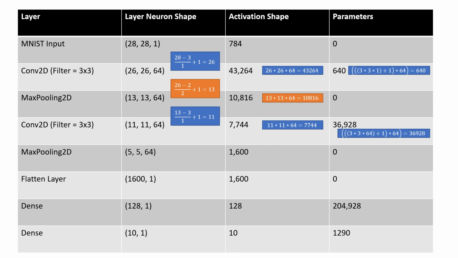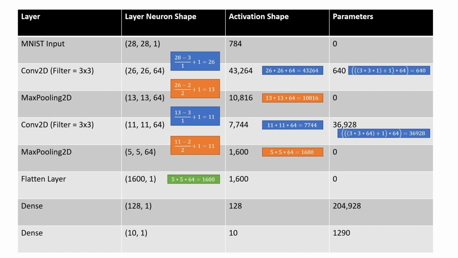Then I apply one more max pool layer of 2 by 2. So 11 minus 2 divided by stride taken 2 plus 1, which gives me 5. After that 5 into 5 into 64 gives me 1600. Parameters learned 0. Then I flatten the layer. Alright. So 5 into 5 into 64 of the last max pool layer I flatten and I get 1600. And later on parameters learned are 0.